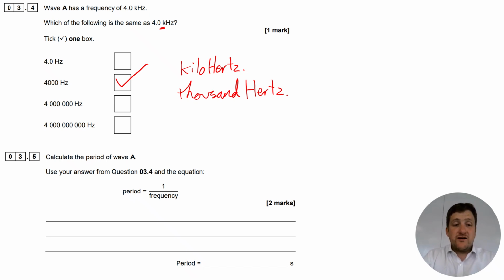Calculate the period of A. Use your answer from question 3.4. Again, this is good. If it says use your answer 3.4, don't worry about whether you got 3.4 wrong. It will give you the marks, even if you got that wrong.